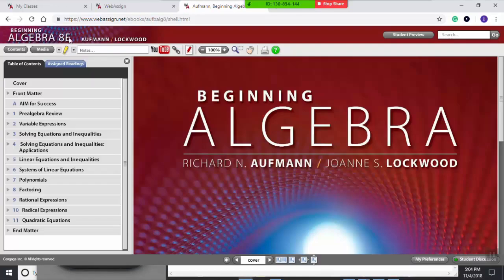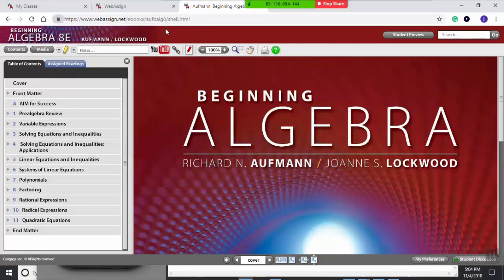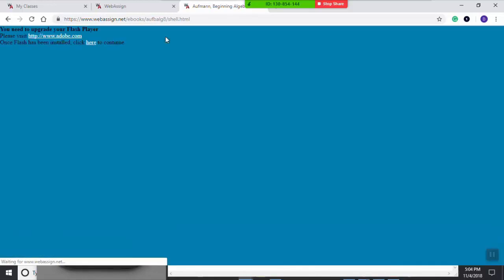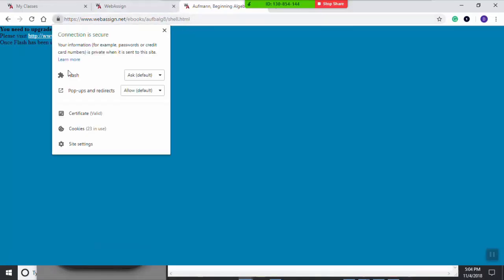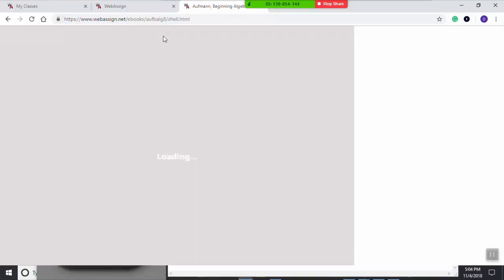Now, you wouldn't have to close the tab if you did it right here. If you change this option, if I change that to ask, close that, then just click reload. I don't close the tab. Let me do it one more time. Flash and then allow. And then reload. Now, this is Google Chrome.